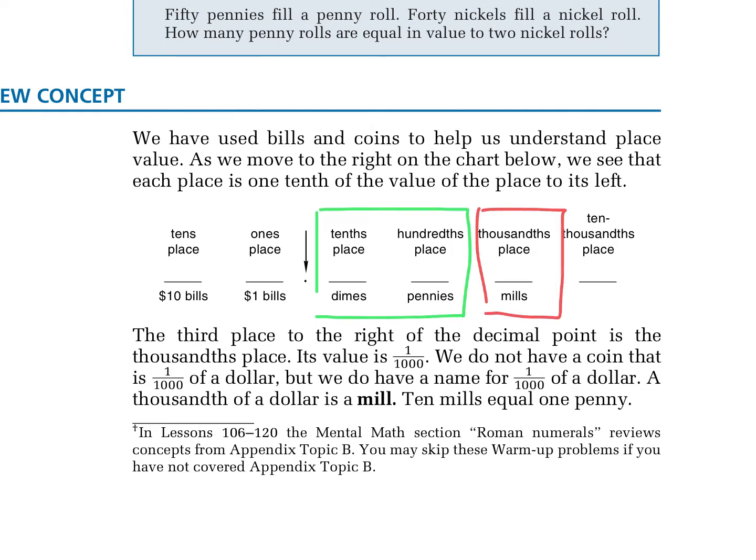this is equal to 1 in 1,000, a fraction. Okay, we do not have a coin that goes there, but we do have a name for it. So we call this 1/1000th of a dollar. It's called a mill. And then a total of 10 mills would equal 1 penny.